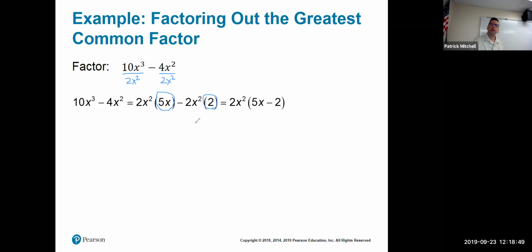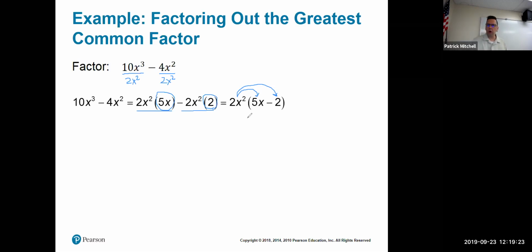Okay. So since each term is divisible by 2x squared, I can sort of undo the distributive property and write that 2x squared out front. And the other factor is 5x minus 2. Okay. 2x squared times 5x, you see that over here. 2x squared times minus 2, you see that right here, okay? So that's factoring out the greatest common factor, okay?